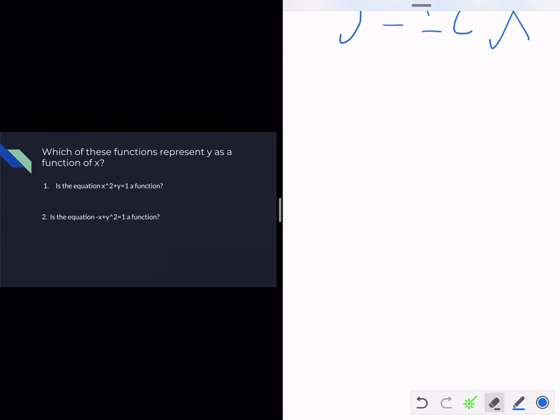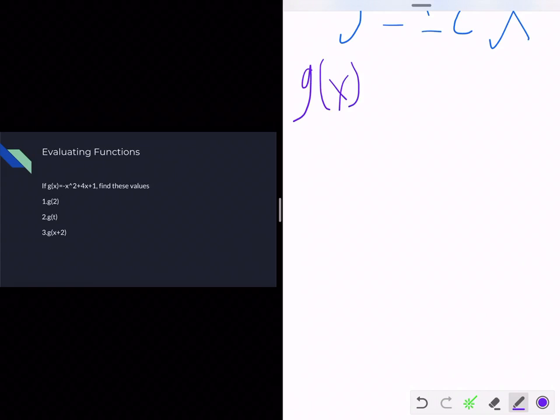Let's move on. Sometimes you may be asked to evaluate functions. Let's say an example function g of x. The notation for functions is like f of x, g of x, h of x, really any letter you like. That's the notation. So let's say g of x equals negative x squared plus 4x plus 1.